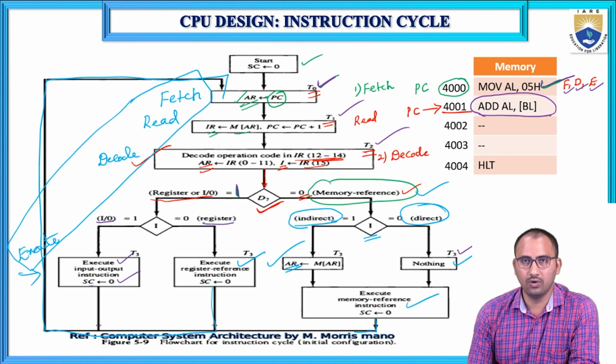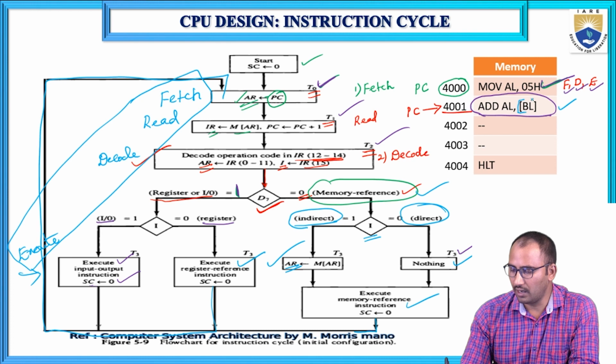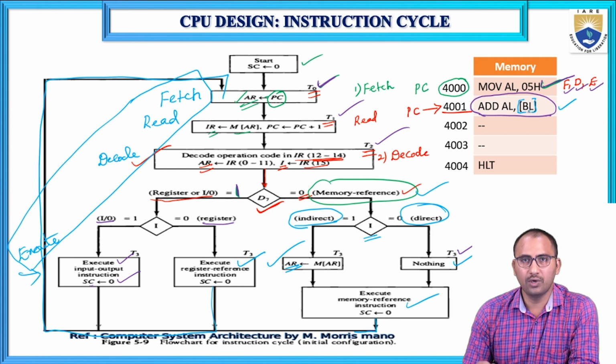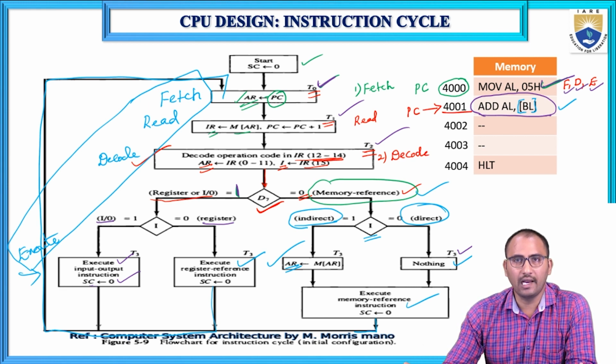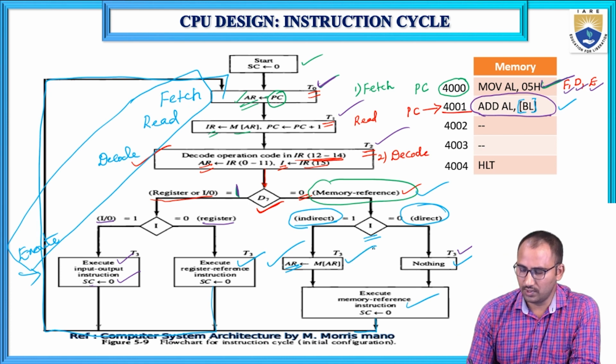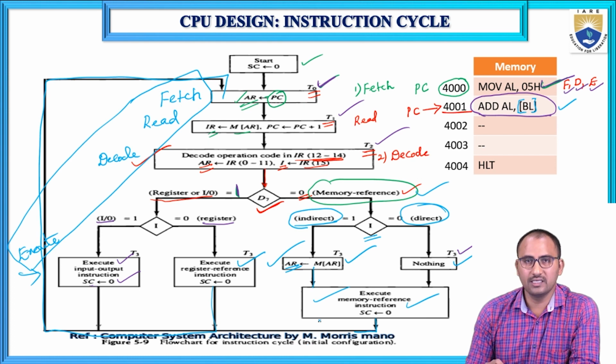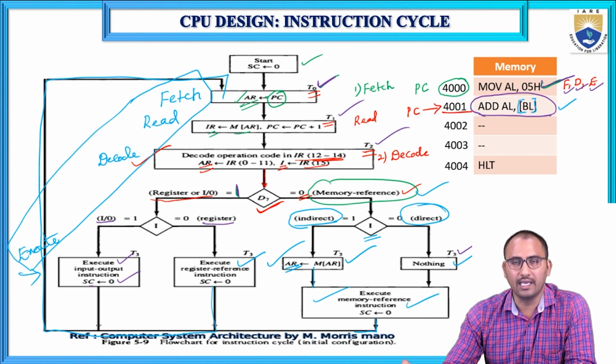So suppose the instruction is having an indirect address. This instruction is an indirect address because we are using an offset of BL. So we need to go to the memory in order to calculate the effective address of the operand. Once we have calculated the effective address of the operand, then that address we have to place in the address register. Then that instruction will be executed. So this is the instruction cycle.